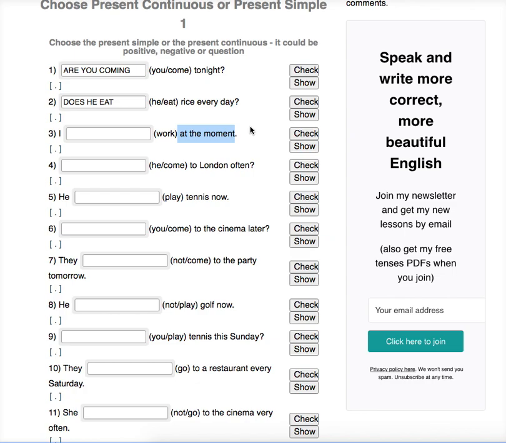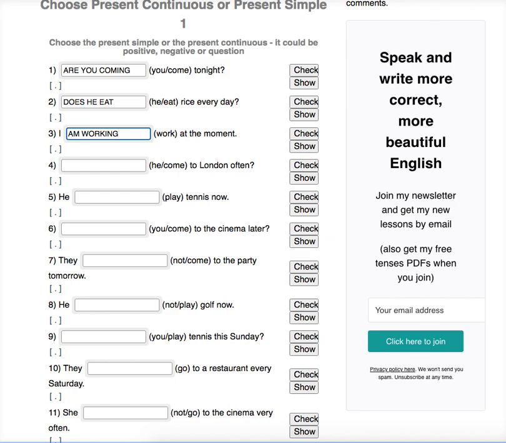Juan Pablo. Es presente continuo. Present continuous, very good, because it's happening right now. So, Juan Pablo, how can you do it? I am working at the moment. Very good. Bueno. No dudes de ti. I am working at the moment. Recuerden, verbo to be y el verbo con ing están súper enamorados.